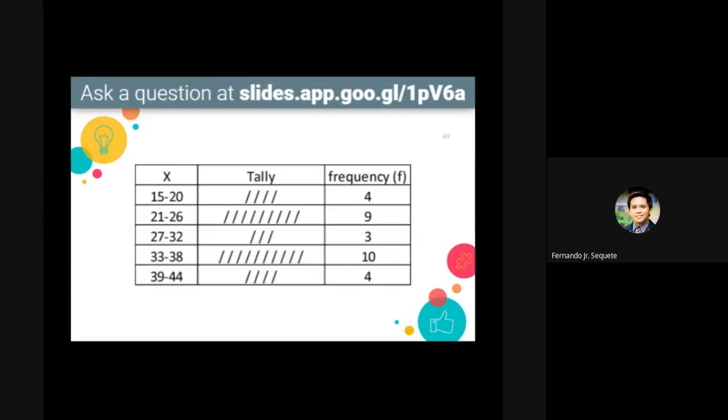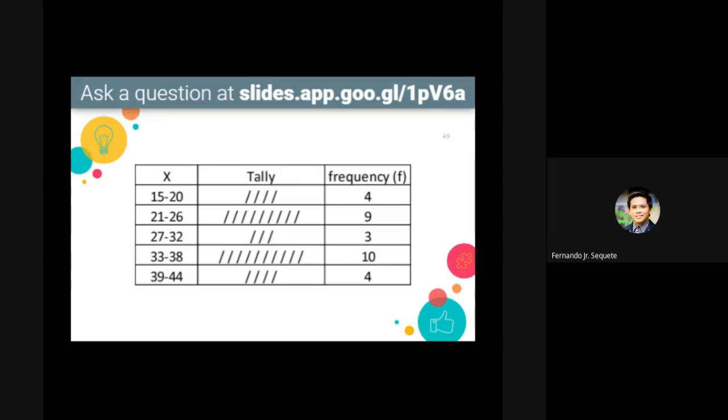Di ba sa computation natin sa class size kanina, ilan yung computation natin sa class size? 6. Yung CI? 6. So, meaning to say, dapat meron ka ding 6 categories, children. Ito yung ibig sabihin ng class size.